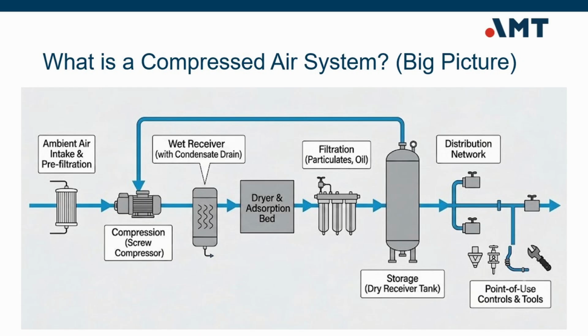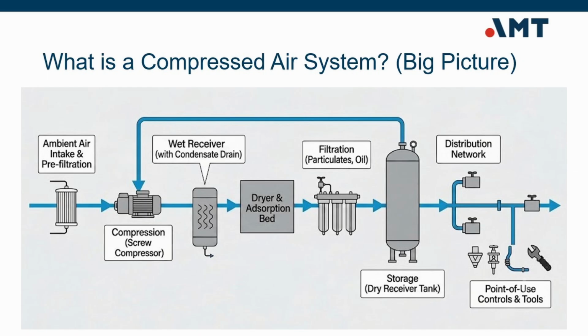From there, air typically enters a wet receiver with a condensate drain. When air is compressed, its temperature rises. As it cools, moisture condenses. The wet receiver helps separate and remove that condensate before air moves downstream. Then we move on to the air treatment, which may include dryers to remove moisture, filters to remove particulates and oil, and additional drains to remove collected condensate. Air treatment is essential. Without it, moisture, oil carryover, and particles can damage equipment and reduce product quality.